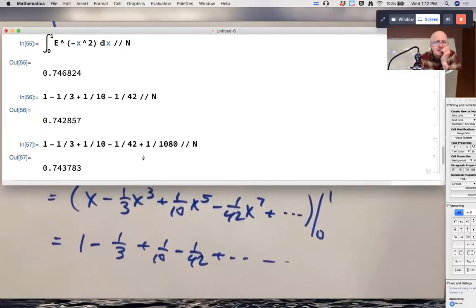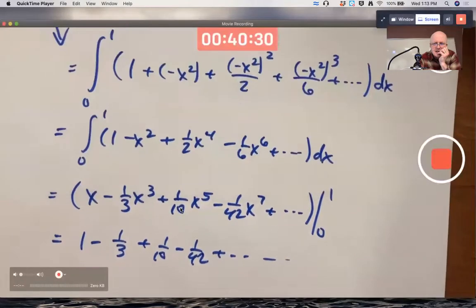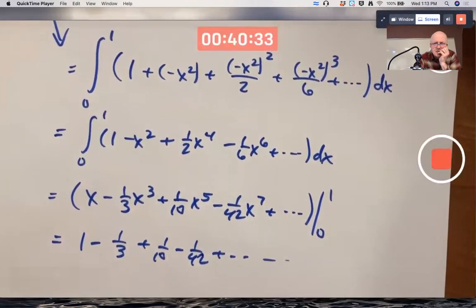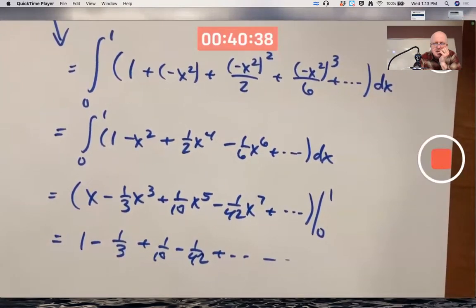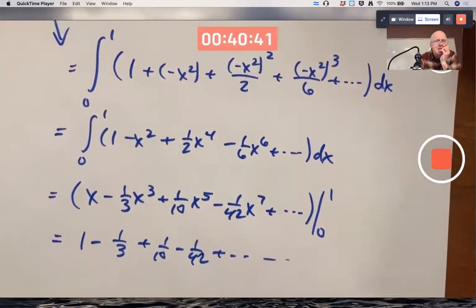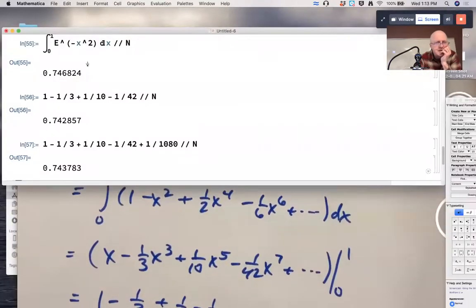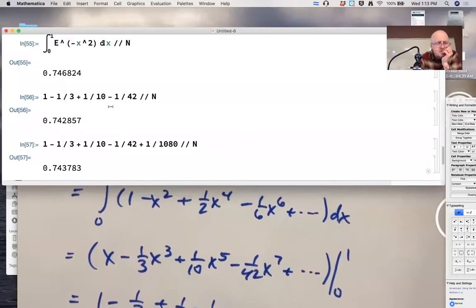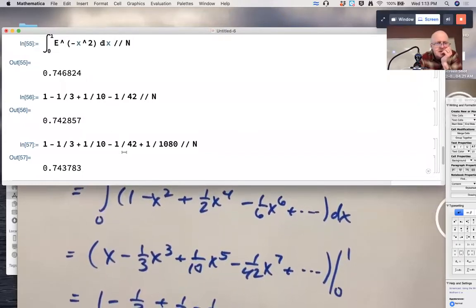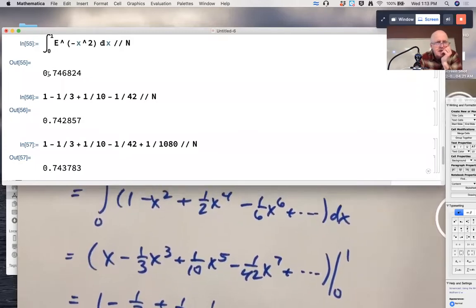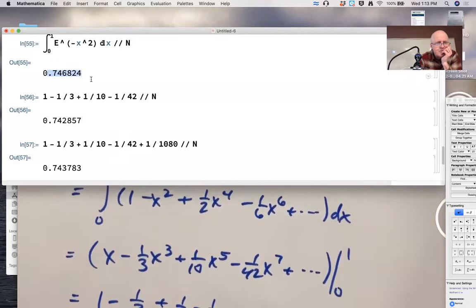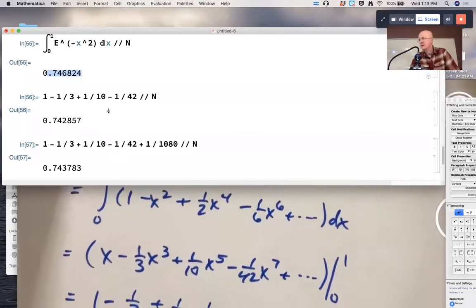Did I do that right? Oh, did I make a mistake? I must have made a mistake. Well, maybe not. I'm not positive that this is right for the next term, but I actually expected it to be a bit bigger than the true answer. It's closer, but it's not bigger. So I think maybe I did something wrong. I'll try to fix it after class.